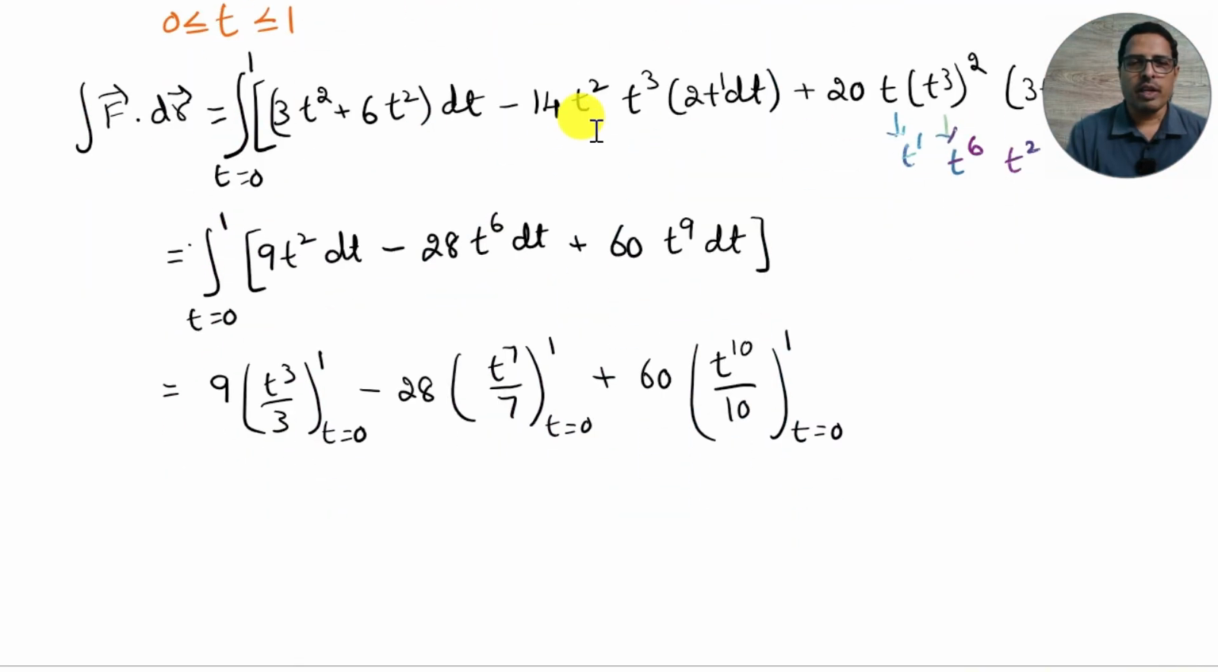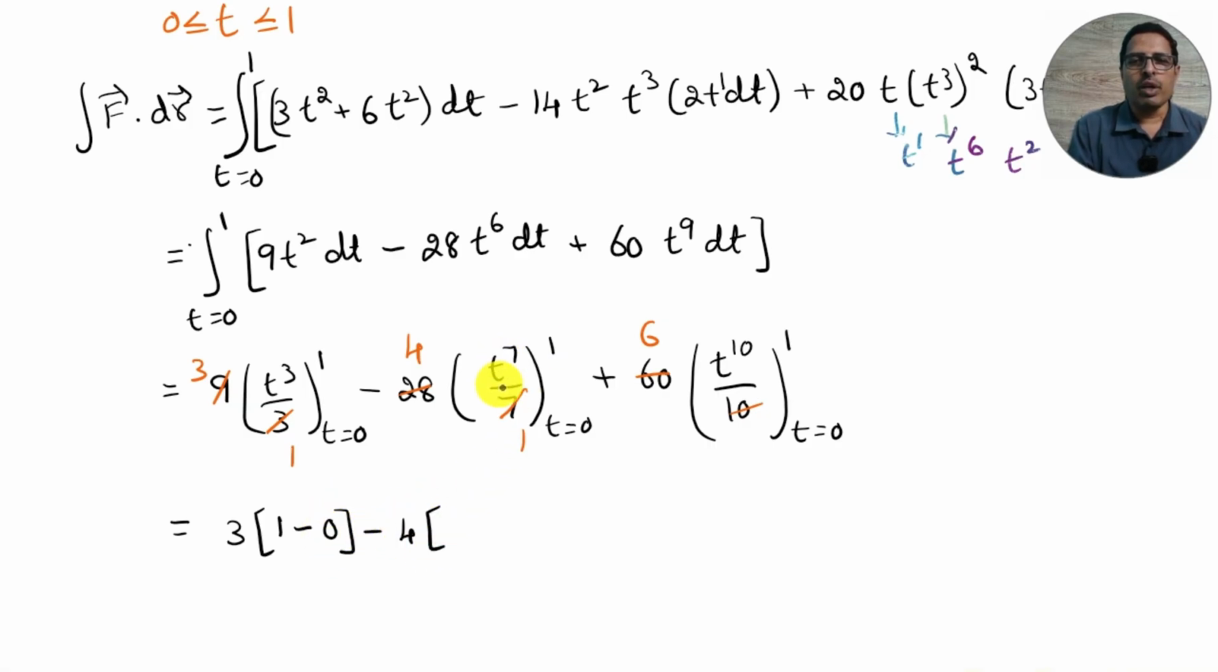Now let us apply the upper and lower limit values over here. Before that, we'll try to cancel. 3 ones are 3, 3 threes are 9. 7 ones are 7, 7 fours are 28. It is 10, 10 sixes are 60. So this will be equal to 3 times, apply the upper limit value for t which will be 1, 1 cube is 1, lower limit value will be 0, minus 4 times, upper limit value is 1, 1 power of 7 will be 1, minus lower limit value 0, plus 6 times, upper limit value for t will be 1, minus lower limit value 0.